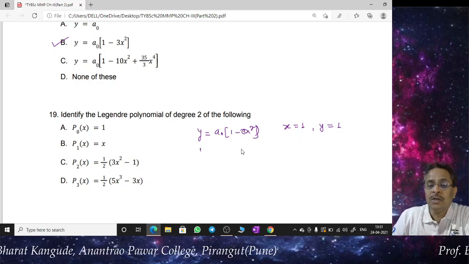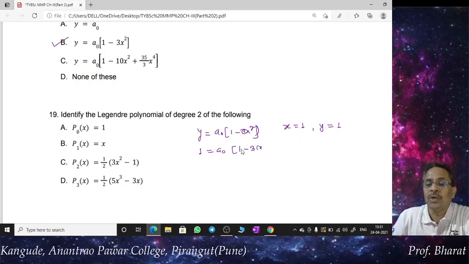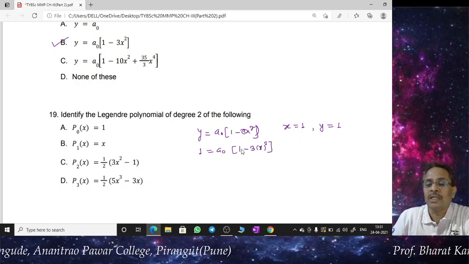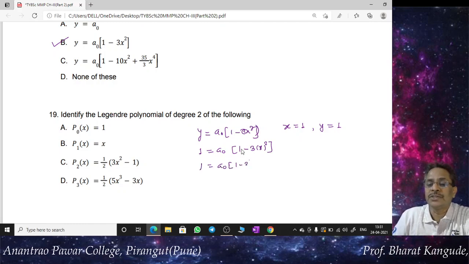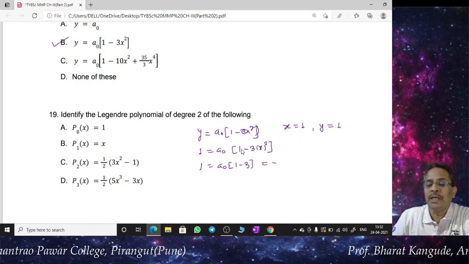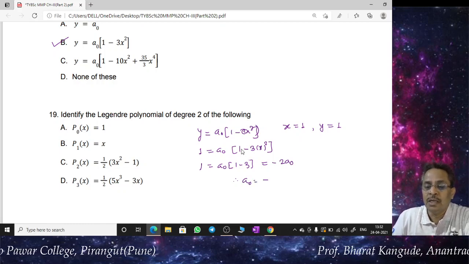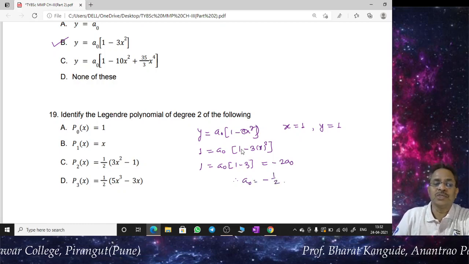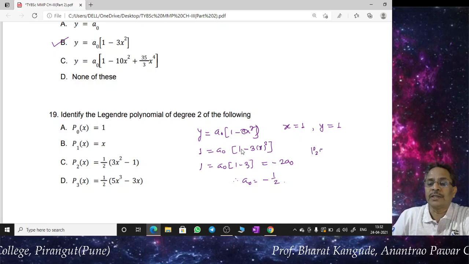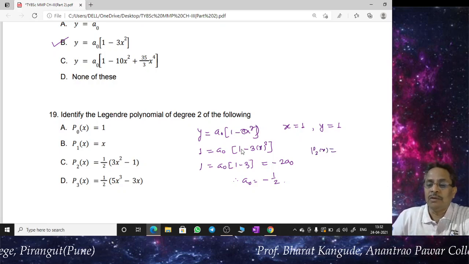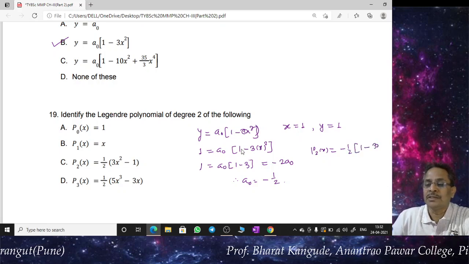So write this equation: 1 is equal to A0 times (1 minus 3 into x square), and x is 1, so square is 1. Therefore, this gives me 1 is equal to A0 into the bracket (1 minus 3), which gives minus 2 times A0, or therefore A0 is equal to minus 1 upon 2. So substitute this minus 1 upon 2, and that is what we get. Therefore I will get this P2 of x, substituting A0 here, as minus 1 by 2 into the bracket (1 minus 3x square).